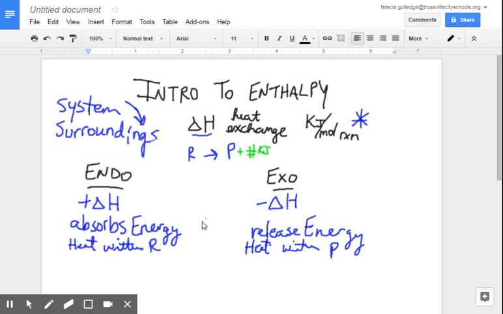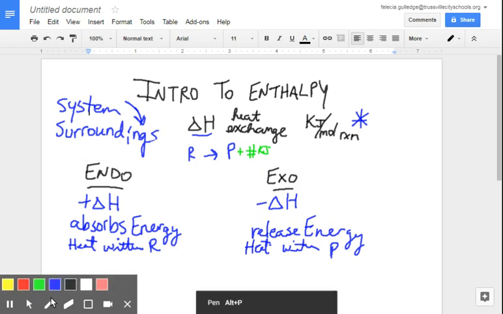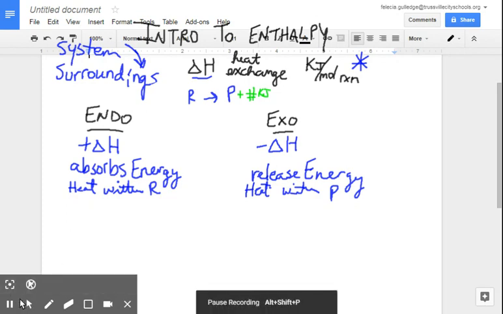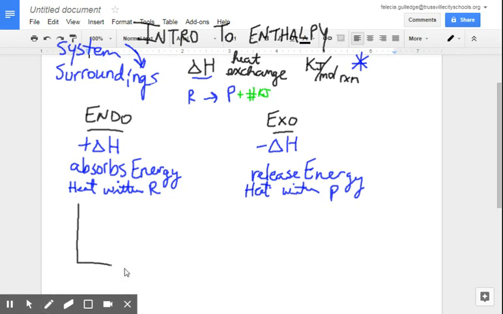We also can look at whether or not we have an endothermic or exothermic reaction in graphs. So this is the graph that you'll be given. Let's say we have a graph here. On this side will be energy, and on this side it'll be reaction progress.